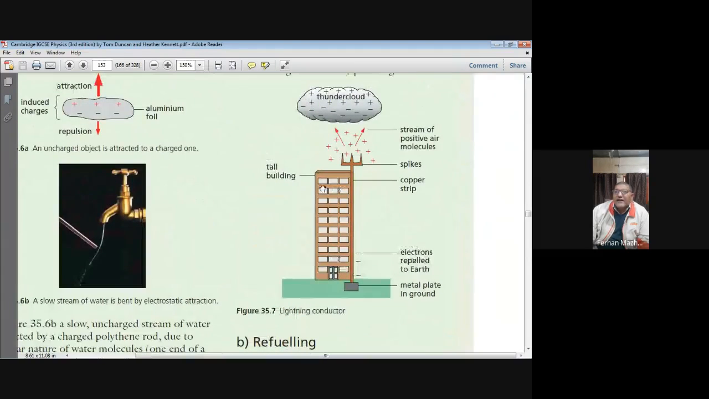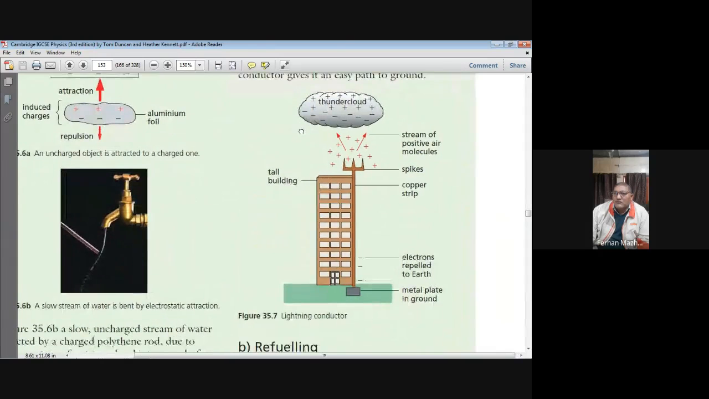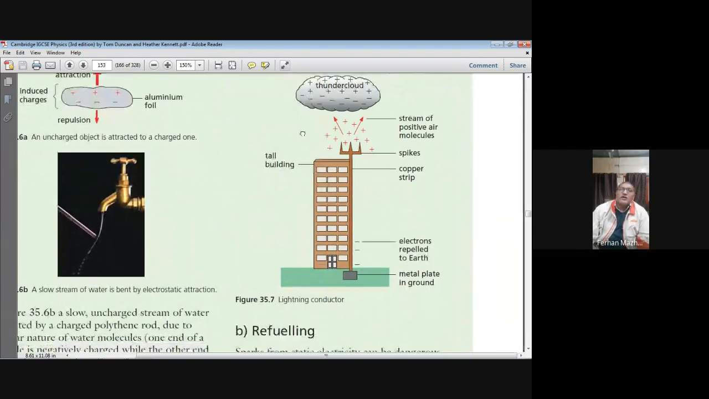I'm talking about this diagram. On the top of the buildings, sometimes you might have seen that we have a rod projecting out of the building on the top, and it's like this. It has three spikes on it, a rod and three spikes on it.